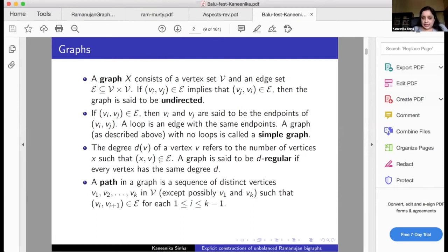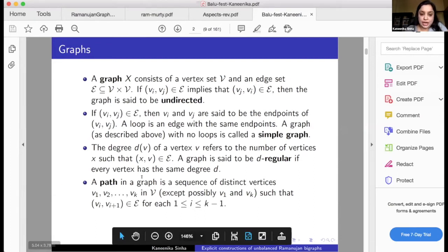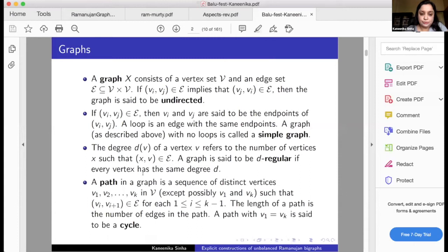Now, a path in a graph is a sequence. So we are not just worried about edges now. We can have a sequence of edges moving across various vertices. So this is defined by the notion of a path. A path in a graph is a sequence of distinct vertices in the vertex set, except possibly V1 and Vk, such that (Vi, Vi+1) for each i lies in the edge set E. And if V1 is equal to Vk, then we say that this path is a cycle. And the length of a path is the number of edges in the path.